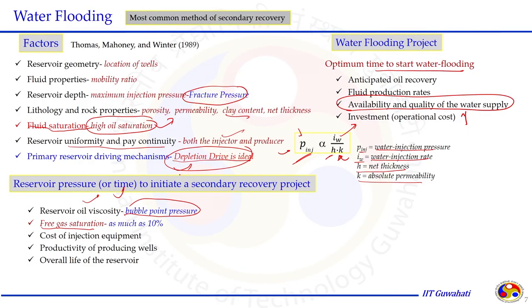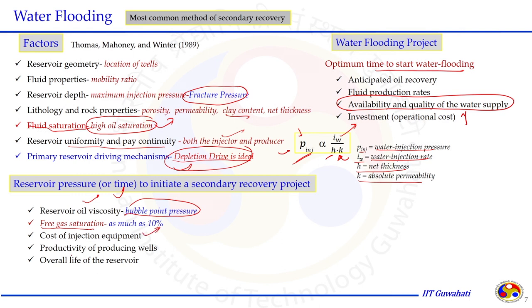Now these two are contradictory, and many other parameters are contradictory to each other when we are talking about the favorable condition and the non-favorable condition for the water injection. For example, in the depletion drive the gas is taken out and only the oil remains, or a high content of oil saturation is required for the water flooding. But it is also observed that free gas saturation is important to pressurize the system.